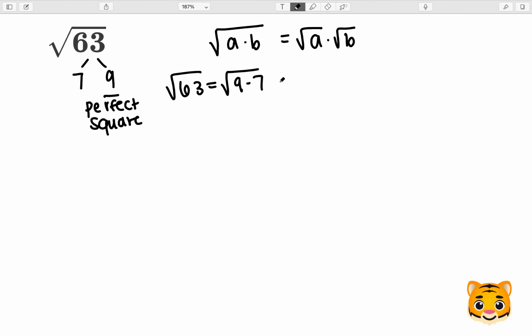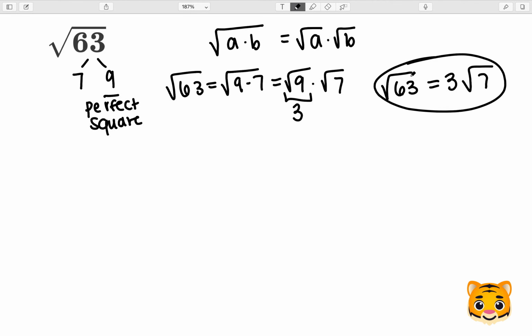Using the rule we just established before, we can then rewrite the square root of 9 times 7 as the square root of 9 times the square root of 7. Because 3 times 3 equals 9, we can evaluate the square root of 9 as 3 and have our final simplified version of the square root of 63 equal to 3 times the square root of 7.